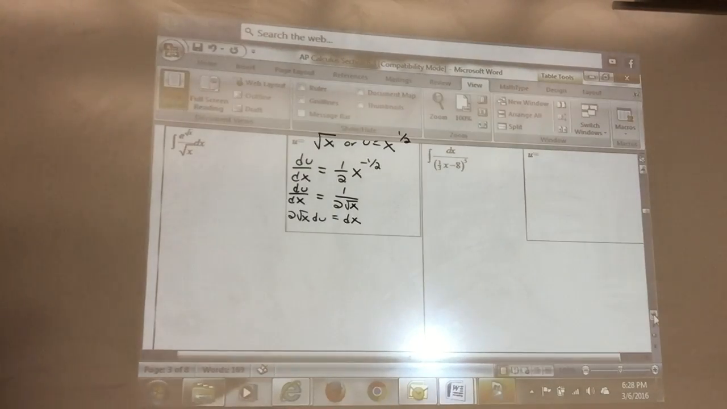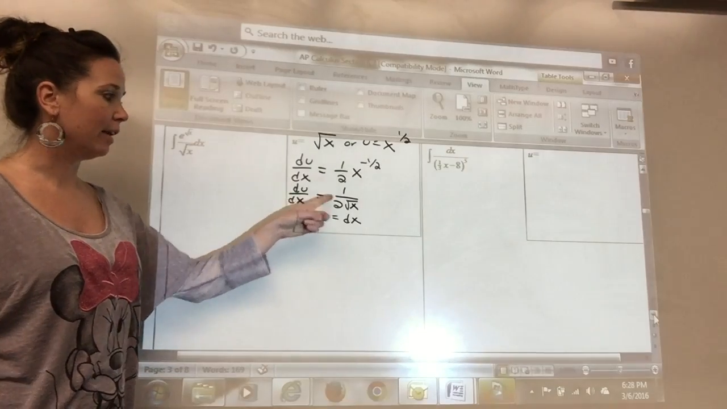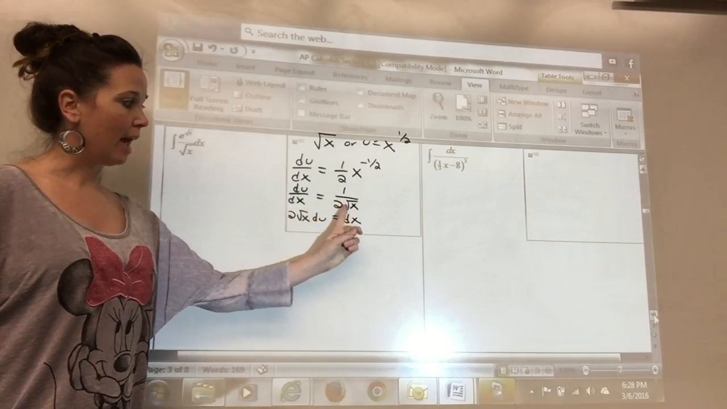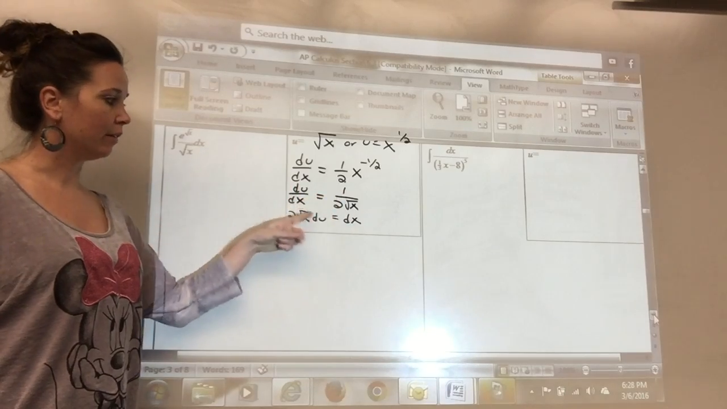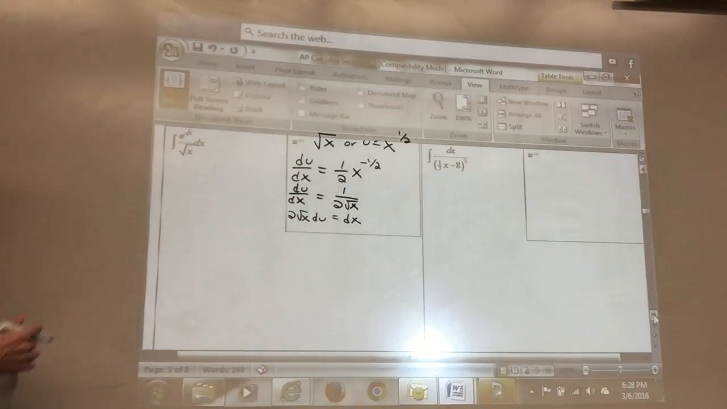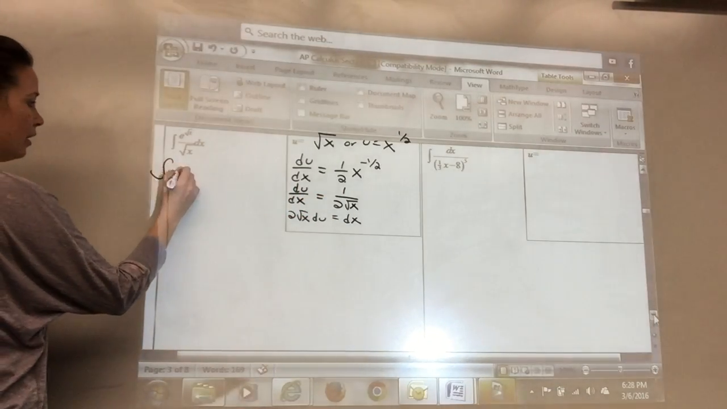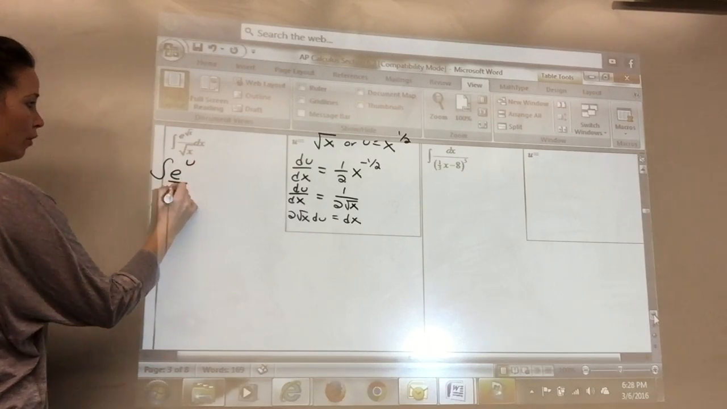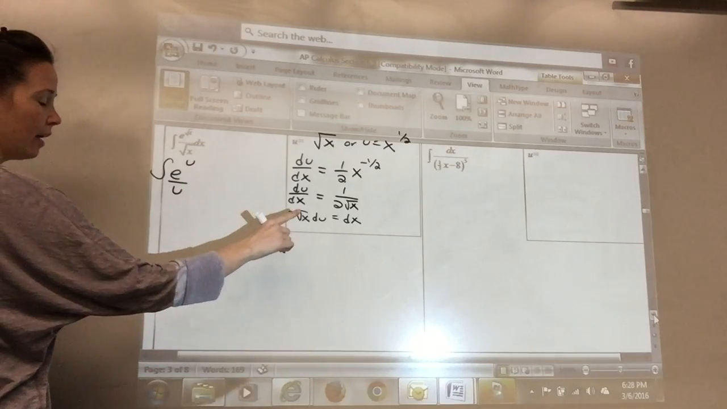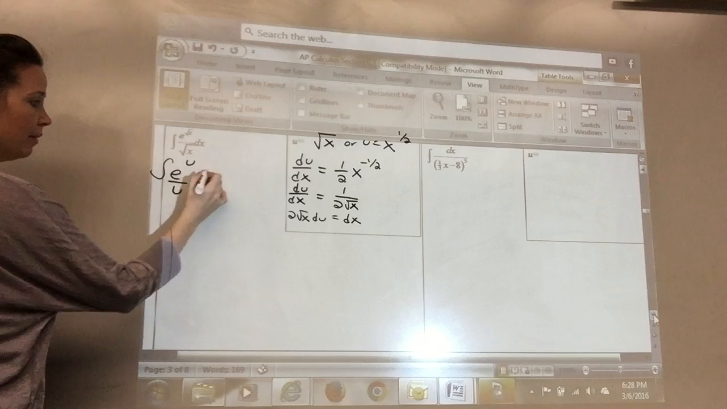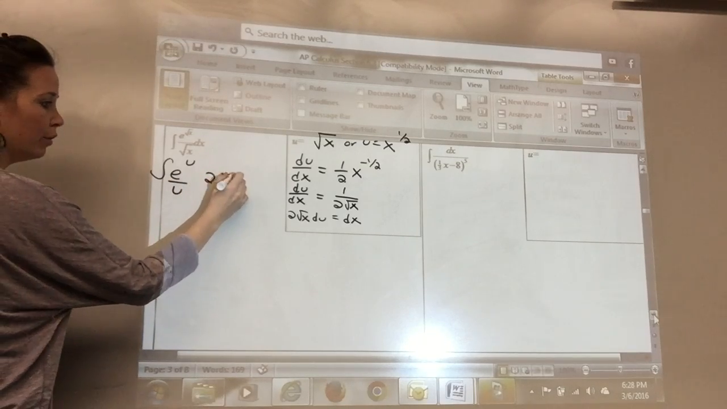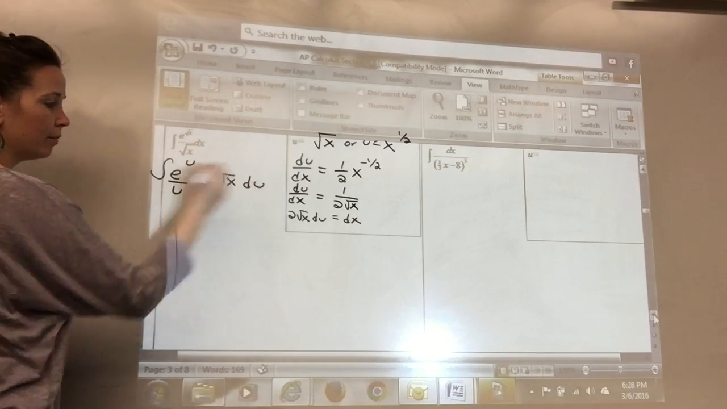Okay, I have to solve for dx, so that gets me 2 root x du equals dx. Okay, how did I get that last step? Well, I just noticed I had a ratio, so I multiplied the diagonals, right? So I got the left side and the right side to get my answer there. Coming over here, I have e to the u over u, and then dx is really 2 root x du.